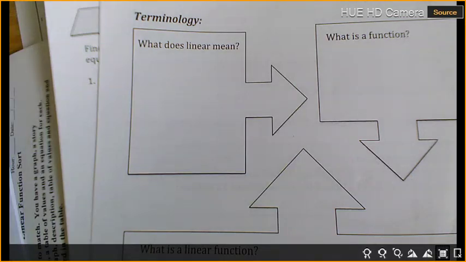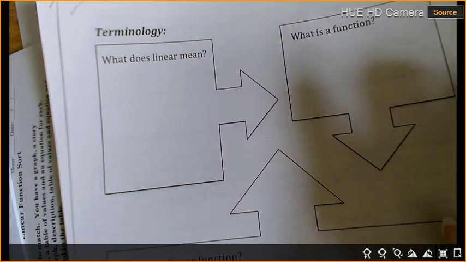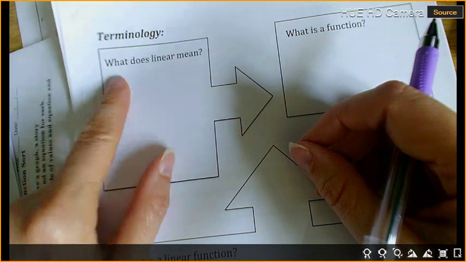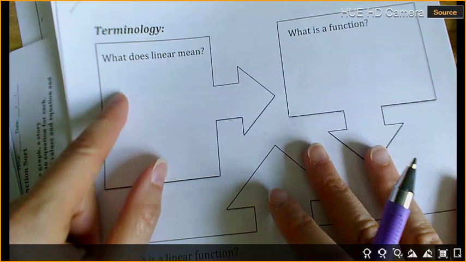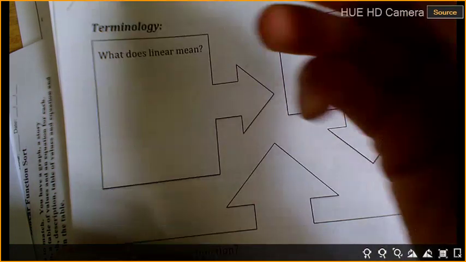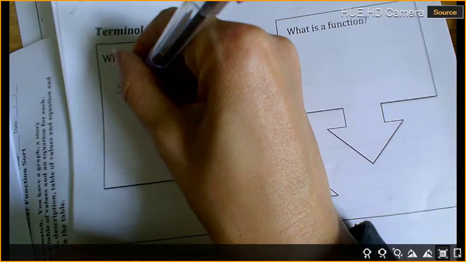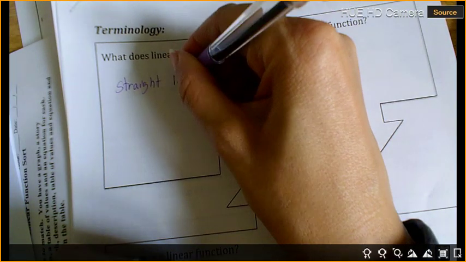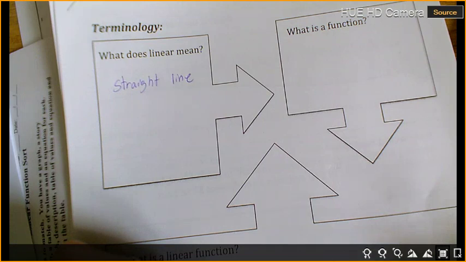Right, what we're looking at today is some terminology. That means vocab words, okay? What does linear mean? Straight line, good. Yep, linear means a straight line.